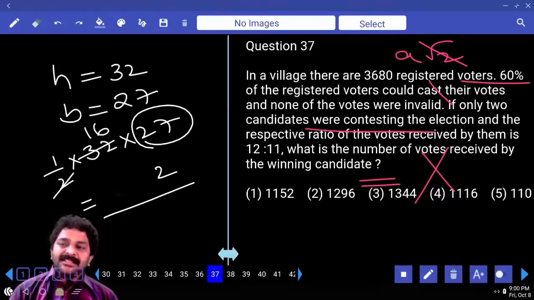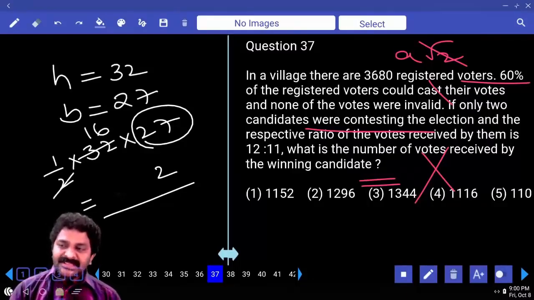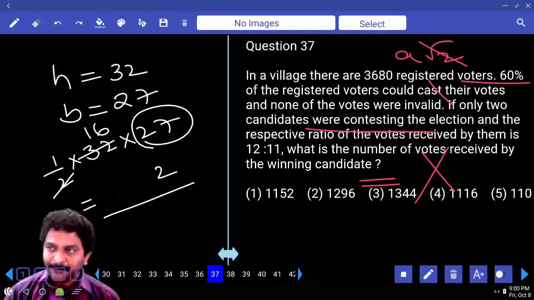In a village there are 3,680 registered voters. 60% of the registered voters could cast their vote and none of the votes were invalid. If only 2 candidates were contesting the election and the respective ratio of the votes received by them is 12:11, what is the number of votes received by the winning candidate? Winning candidate. Yes, we have to calculate now. Chalo.